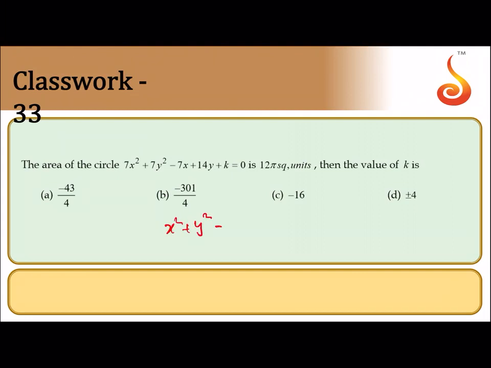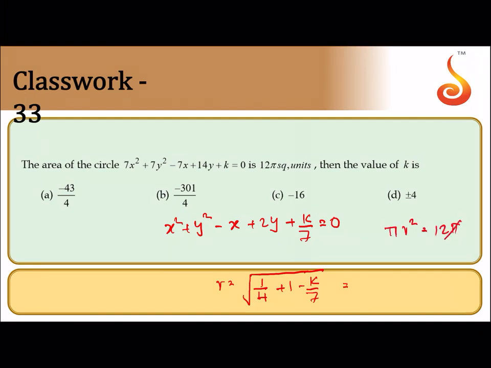Now the area of a circle is 12 pi. Find the value of k. Simple one. x square plus y square minus x plus 2y plus k by 7 is equal to 0. The area of a circle is given, so obviously the radius you have to find. Radius r will be under root of (1 by 2) square, which is 1 by 4, plus 1 minus k by 7.